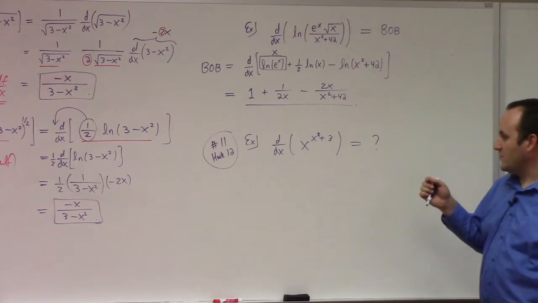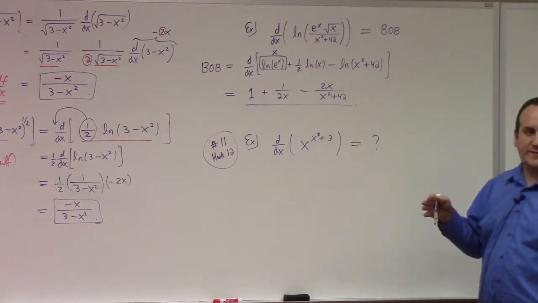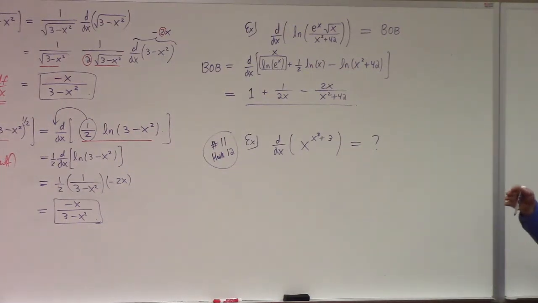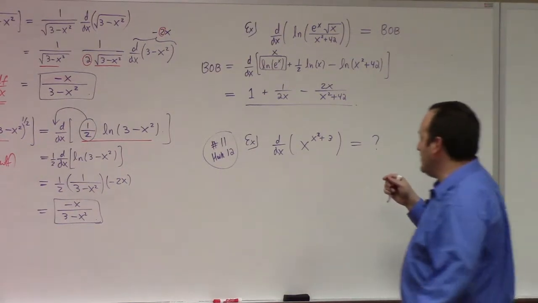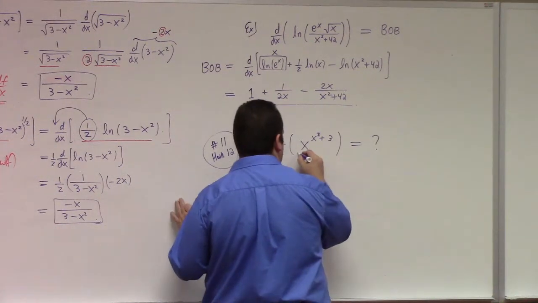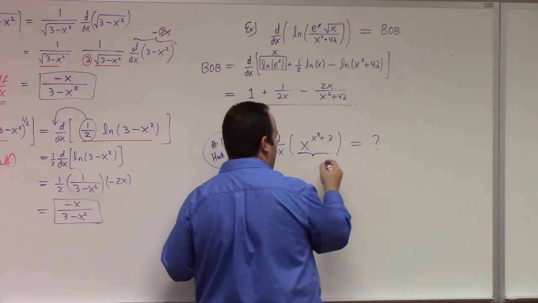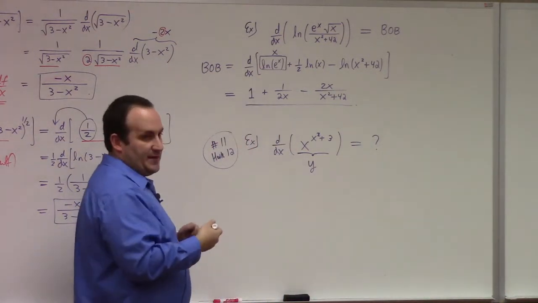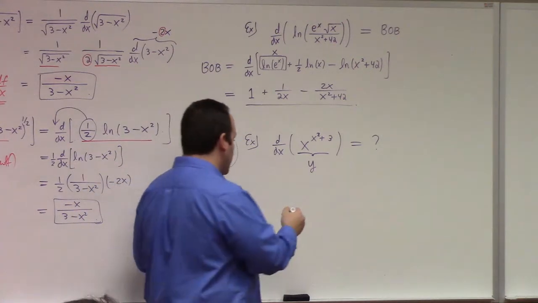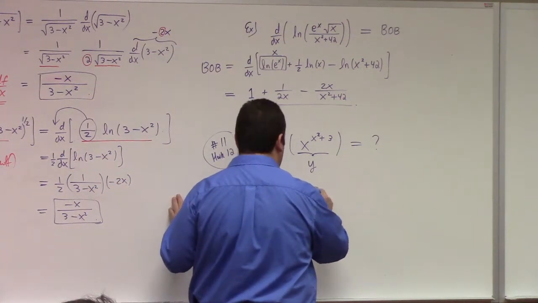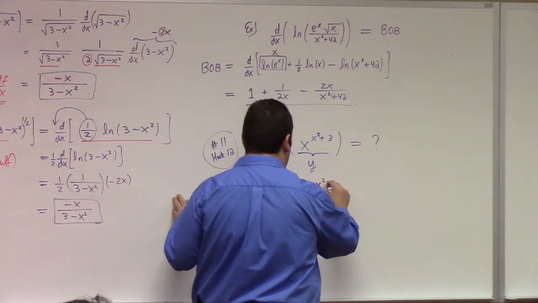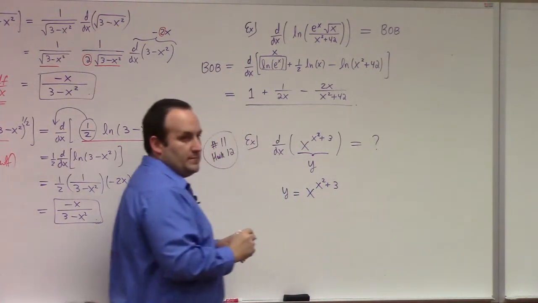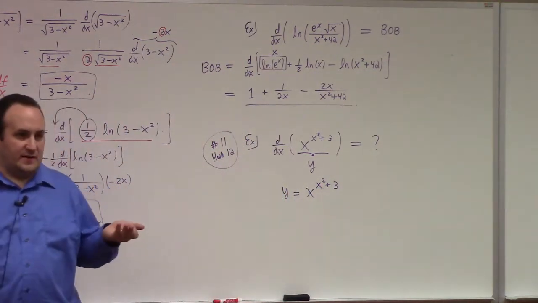Let me show you. We're going to apply the same strategy we did to find the derivative of the natural log. That strategy is to give a name to the thing you don't know how to differentiate. Let's call it y. Just let y equal that thing. What do we have? We have an equation: y is equal to x to the x squared plus 3.